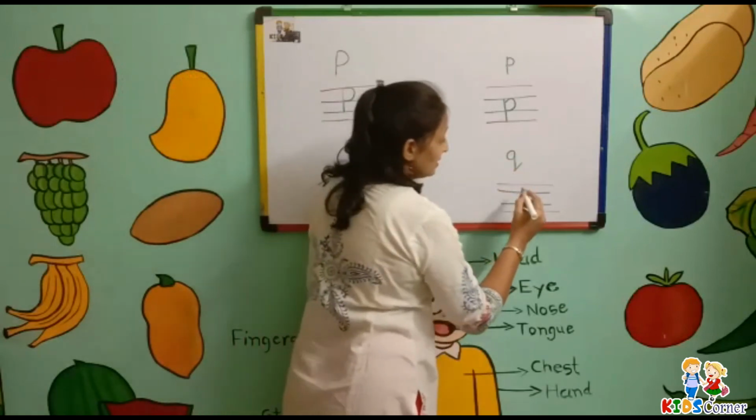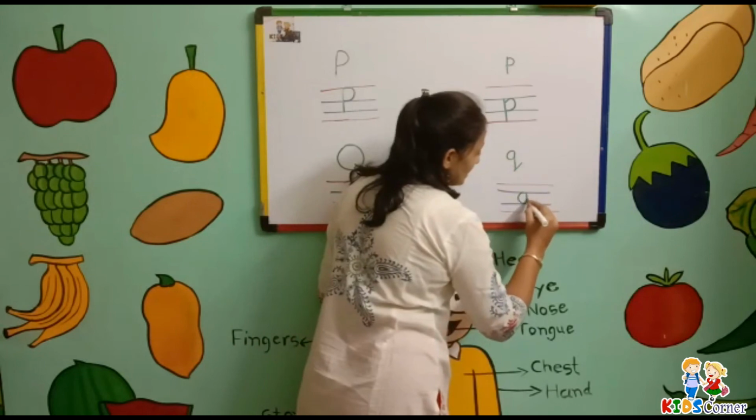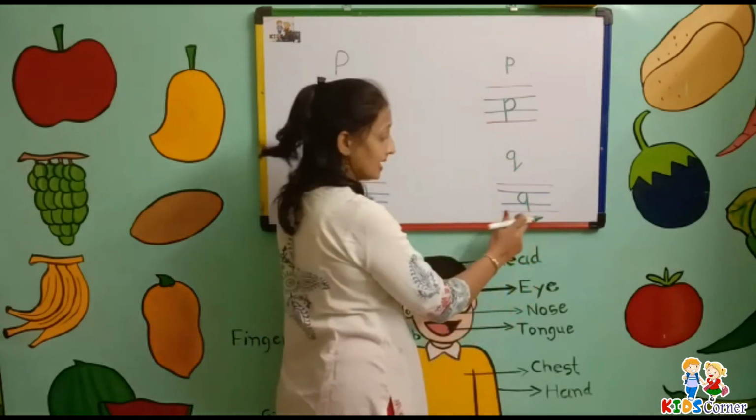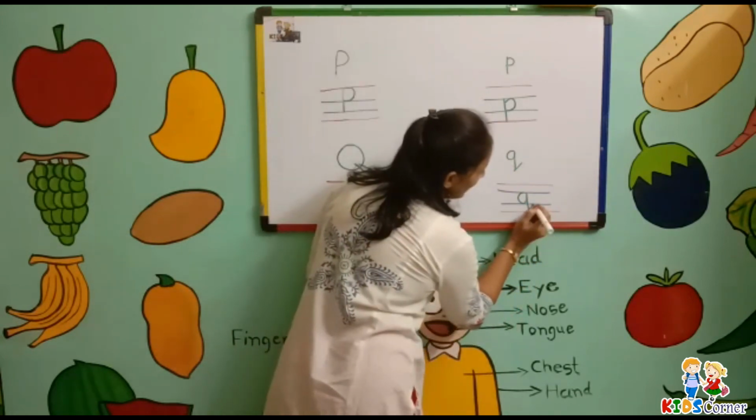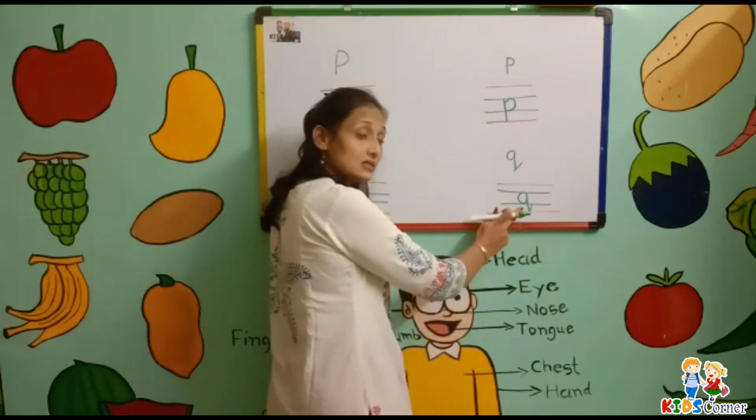Small q, we'll make a curve in between the two blue lines, a standing line from the blue line to the red line and then a slanting line from the blue line to the red line. This is how we'll write small q.